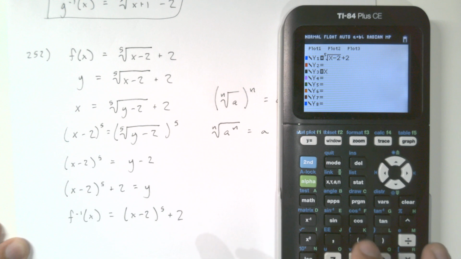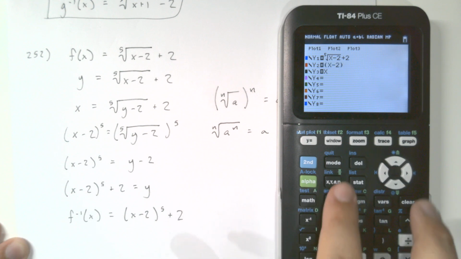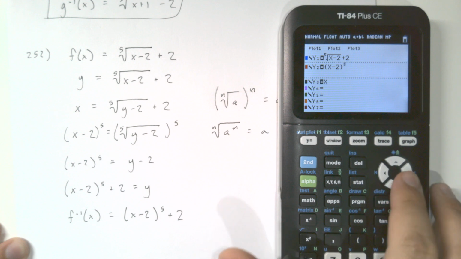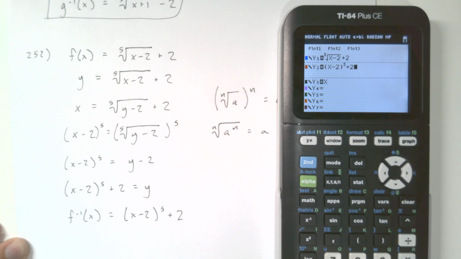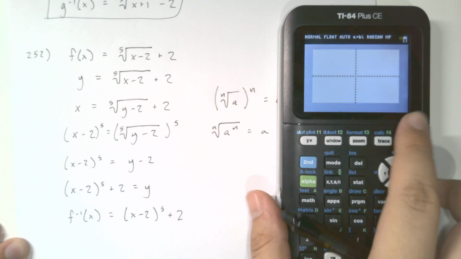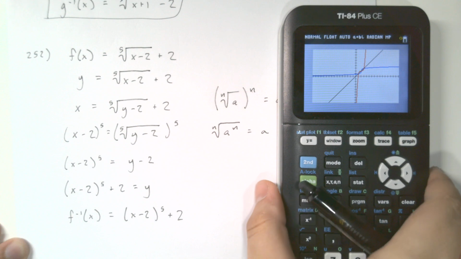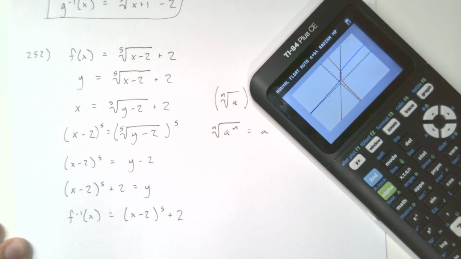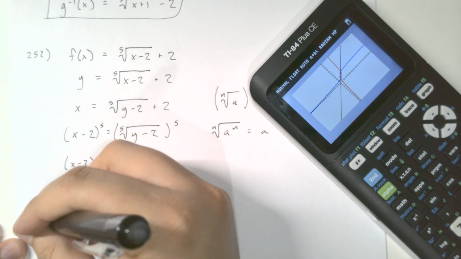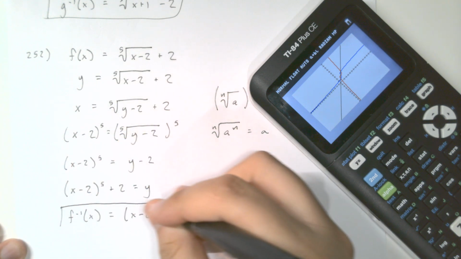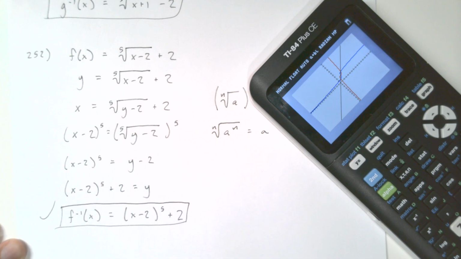And then our other function is (x minus 2) to the fifth power plus 2. We graph this. And there we go. We have a mirror image. So we know that this is the correct function for our inverse. And that's how we do this.